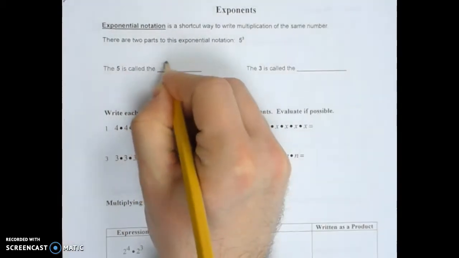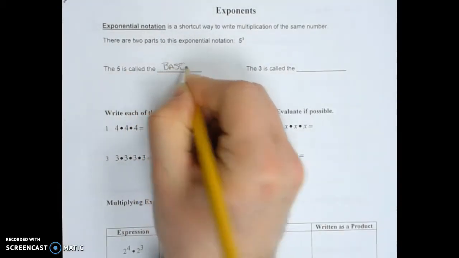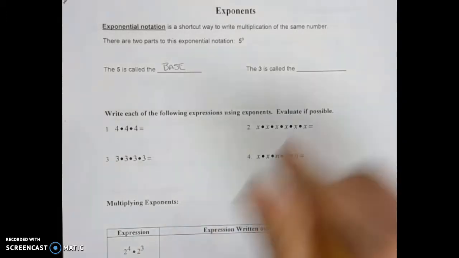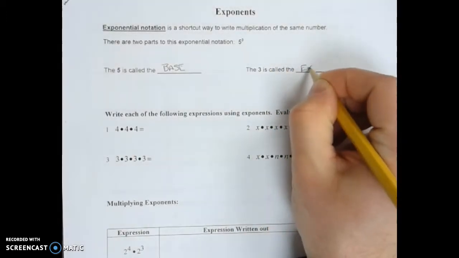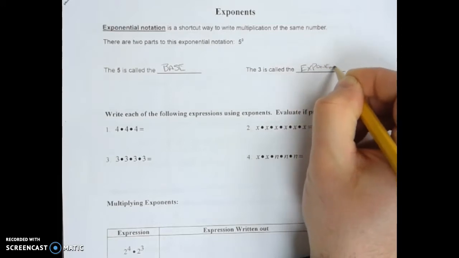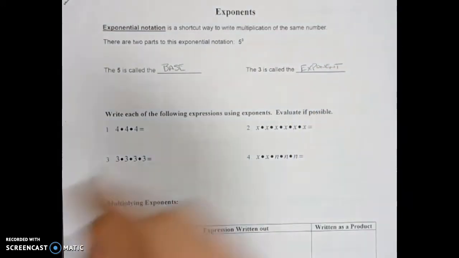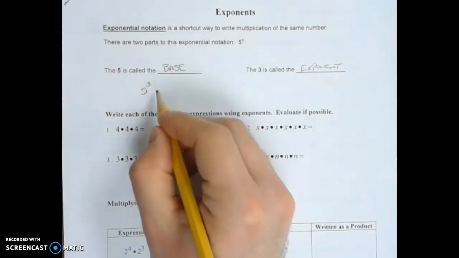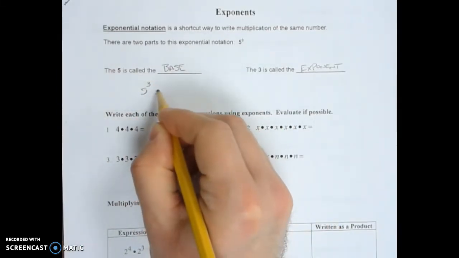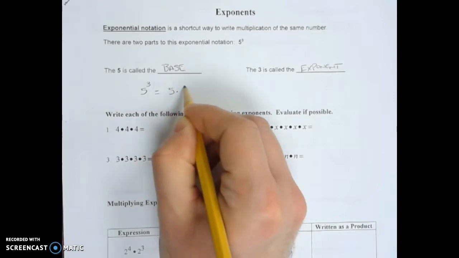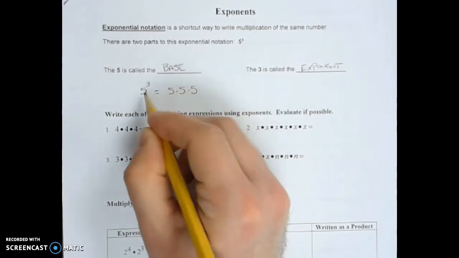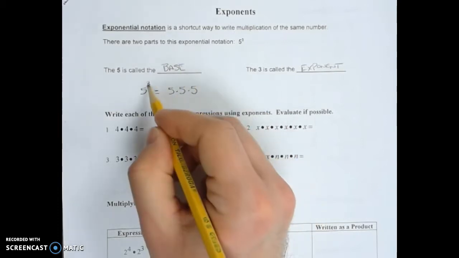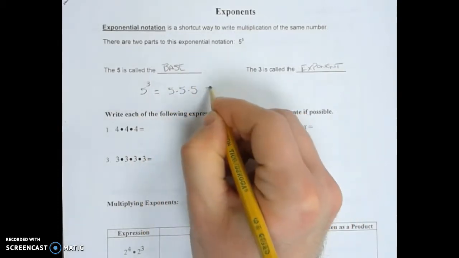The 5 is called the base, and the base is what is used as a factor in the repeated multiplication. The 3 is called the exponent. When we look at 5 to the third power, that's an exponential form. What we would do with that is expand it. This would mean 5 times 5 times 5. It's the base being used as a factor in repeated multiplication. We used it 3 times because that was our exponent.